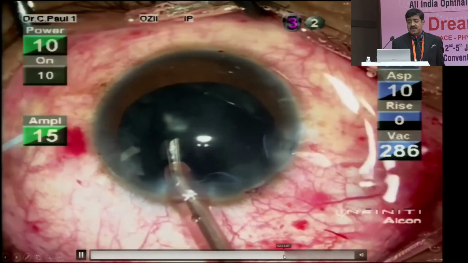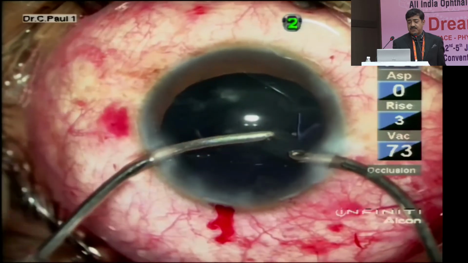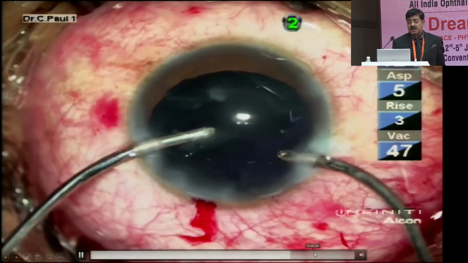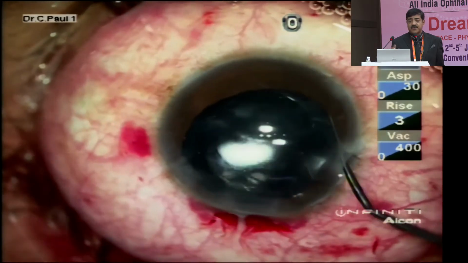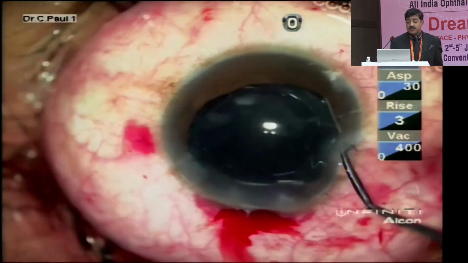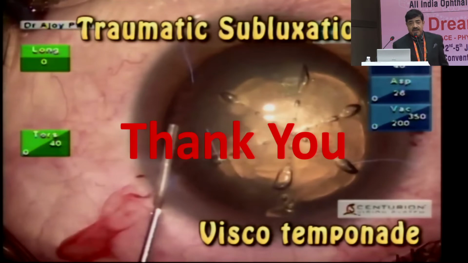In this case, by the end of the surgery, I had lost the capsule, but still I went on with a big PMMA lens there, because there was already sulcus support, so I went ahead with it. Thank you for your patient hearing.